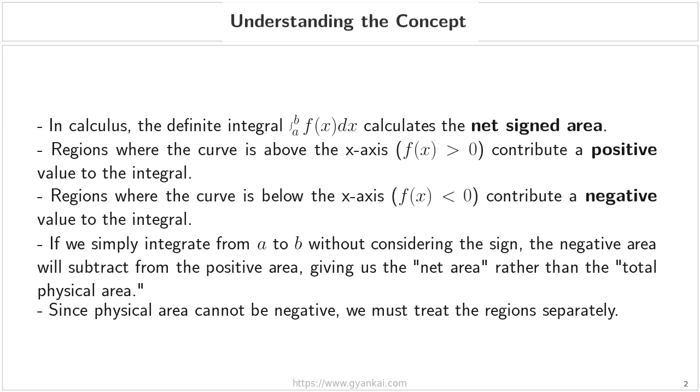Since we are dealing with physical area, much like the area of a floor or a piece of paper, it is impossible for an area to be negative. Therefore, to find the true total area, we cannot just let them cancel each other out. We must treat the positive and negative regions as separate entities. We will see exactly how to apply this rule in the next slide. Now that we've identified the challenge, that curves don't always stay on one side of the x-axis, let's dive into the underlying concept of what an integral actually measures.